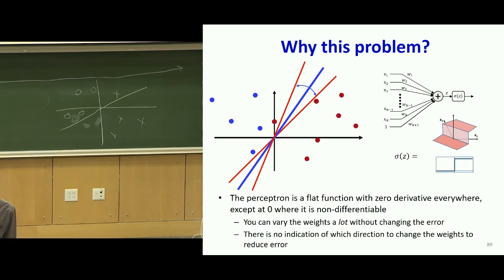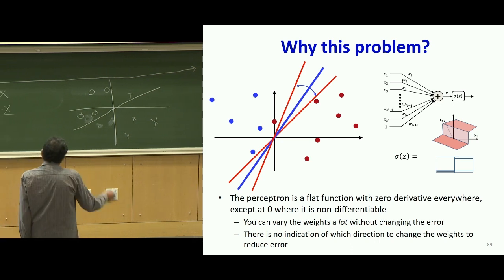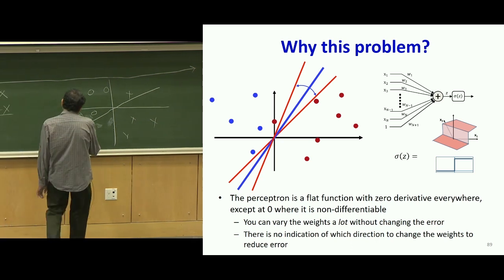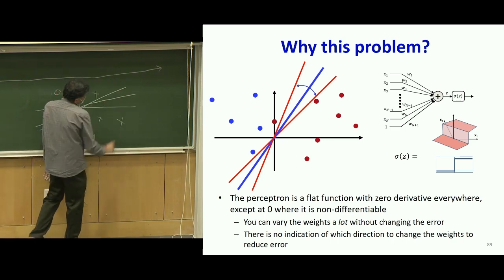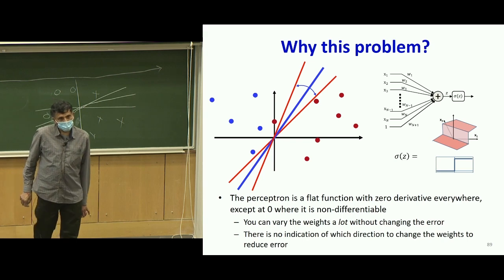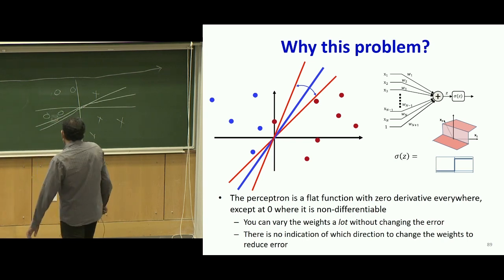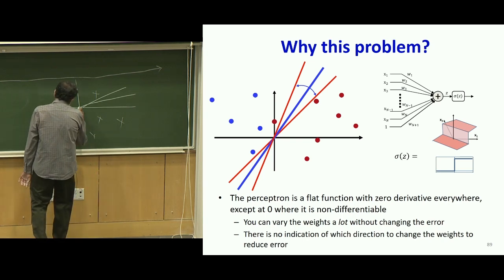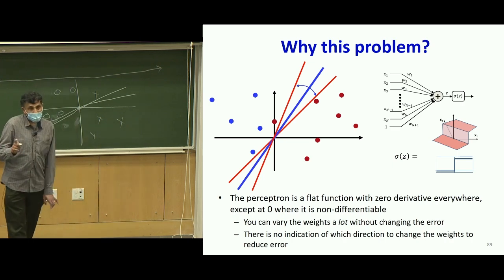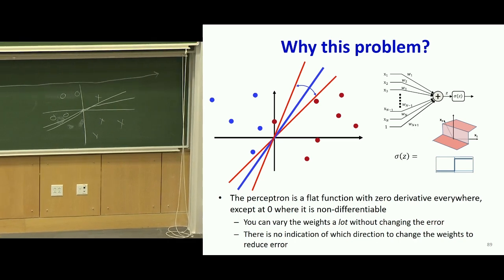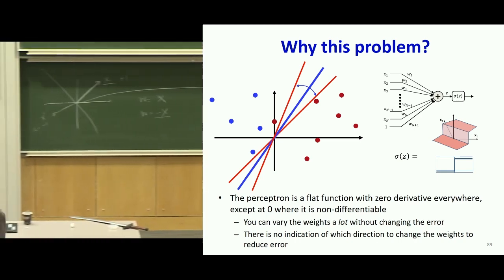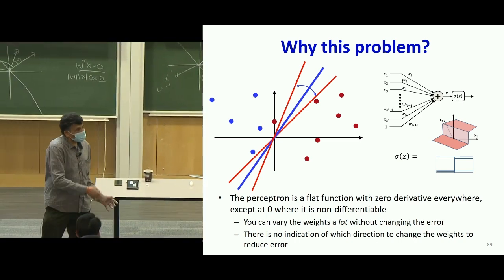I can count the errors, right? Then I say, okay, I'm going to try to change my decision boundary, and I change my weight to this. Will the error change? No, right? So is there any indication of what happened? Am I moving the weights in the correct direction? I'm actually going the wrong way, right? Is there any indication from counting the error that I'm going the wrong way? No, right? Because the error didn't change.